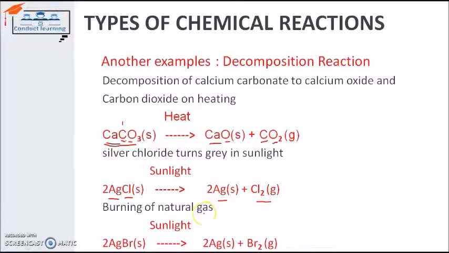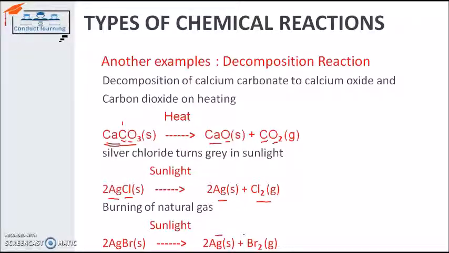After that, the same example is for silver bromide. Here we have taken two molecules of silver bromide. When we keep it in the sunlight, it will give us silver and bromine: two molecules of silver and one of bromine. So this is basically the decomposition reaction.